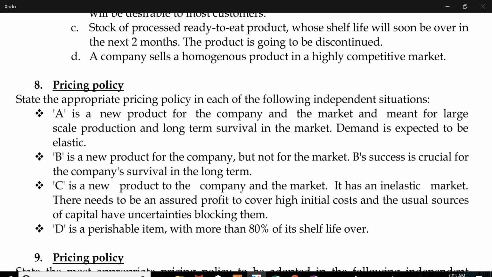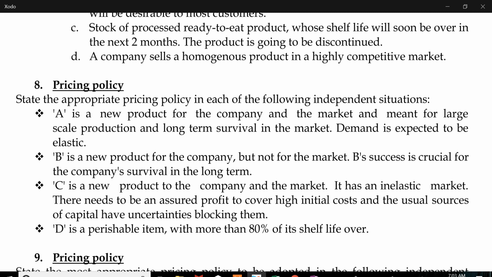New product for the company and the market, large scale production, demand is, what is elastic demand, inelastic demand? Elastic is if you reduce the price, demand will go up. Inelastic is even if you change the price, demand does not change. Elastic demand is normally the scenario in the Indian market. India's customers are mostly price conscious, so price plays a major factor in decision making as far as the Indian market is concerned. So in this scenario, what price will you set?